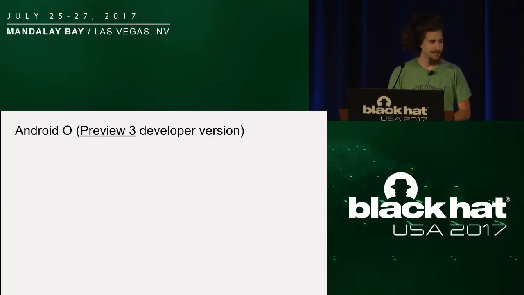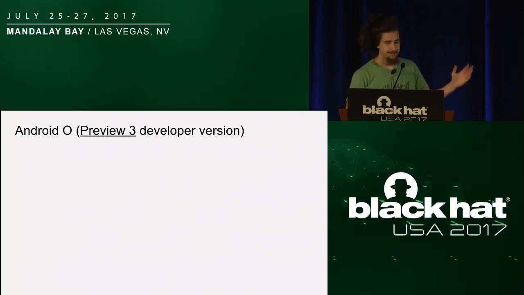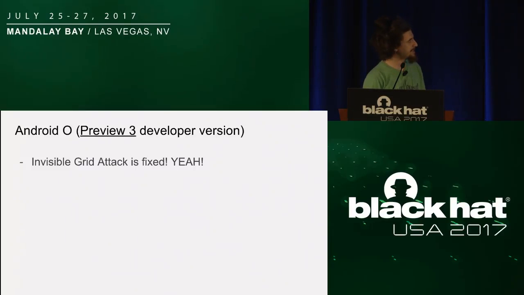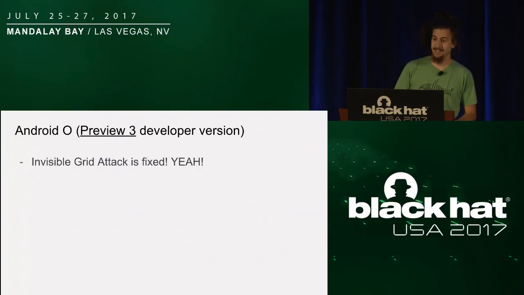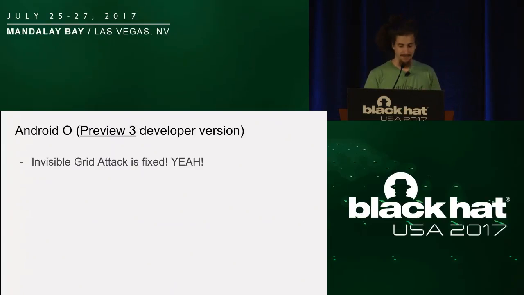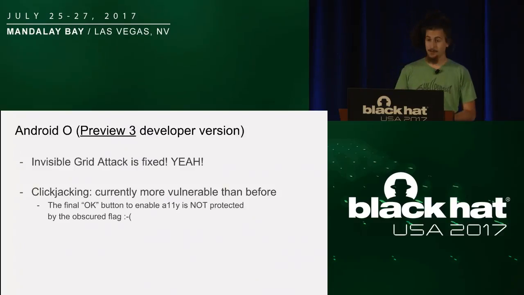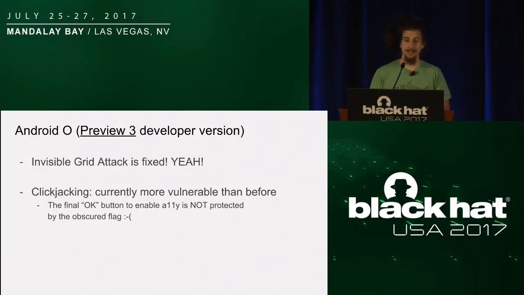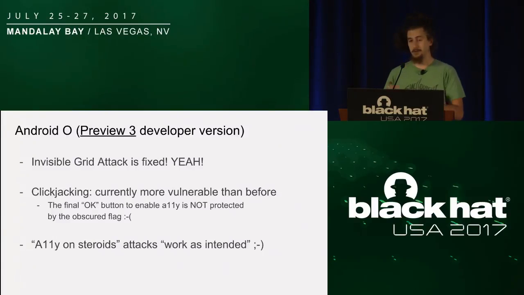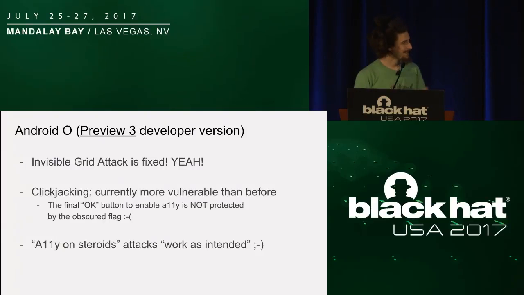There were a couple of plot twists here. We looked at Preview 3, the developer version. Basically, the invisible grid attack is fixed. Apparently Google fixed it the way we propose in the paper, that means no propagation of obscure flags for motion events. So fantastic job. For clickjacking, we were quite surprised because we saw that it's actually more vulnerable than before. The OK button is actually not protected by the obscure flag. And the third point, to use their own words, works as intended. These are not going to be fixed, so I'm not surprised they're still there.